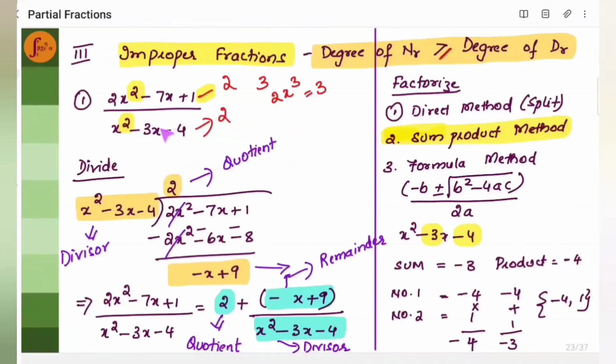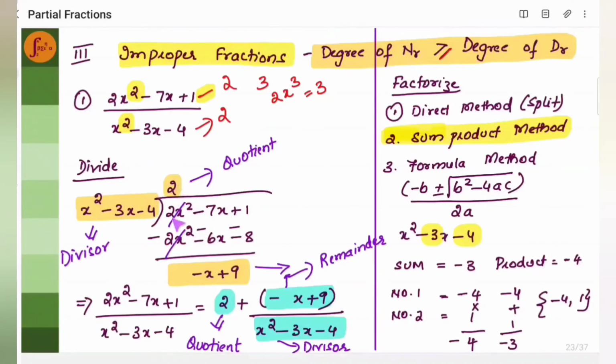If it is an improper fraction, then we'll have to do an extra step of division. We'll take this denominator here, take the numerator here, and then divide. So how do we divide? Now, here you have 2x square minus 7x plus 1, and here we have x square. So we'll have to multiply some number with x square so that we get 2x square, this first one. So we have to multiply 2. So x square into 2 becomes 2x square.